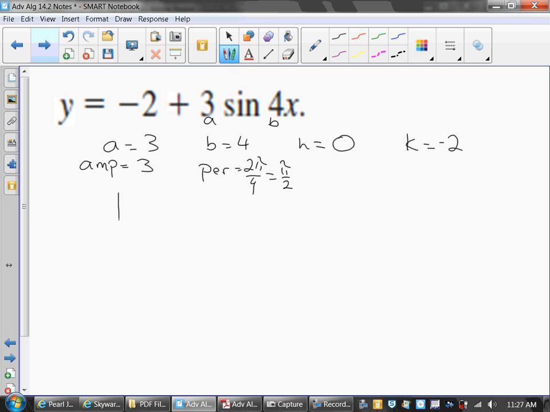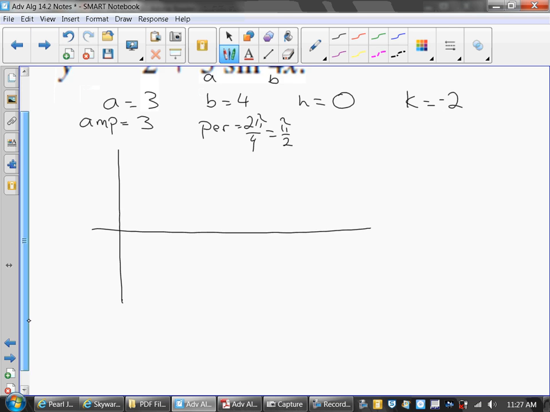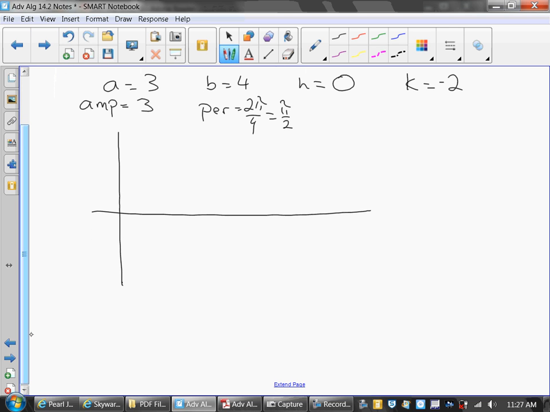And then I start my plot. I know that my period ends at pi over 2. What's half of pi over 2? Pi over 4. Good. What's half of pi over 4?